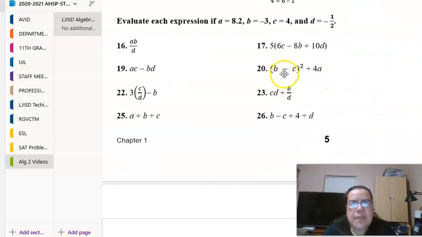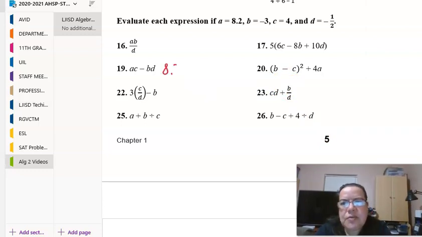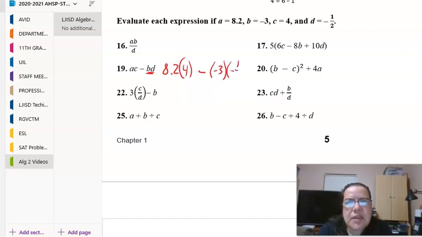For example, these here, they're just asking you to substitute certain numbers for the letters. So let's go ahead and work a problem out here too. Let's try number 19. And so for question 19, it says 8 times C, so that's 8.2 times the letter C. C is 4. And once I do that, I'm supposed to subtract from B times D. Because remember, any 2 letters next to each other means to multiply. So I'm supposed to subtract a -3 times the letter D, which is -1/2.